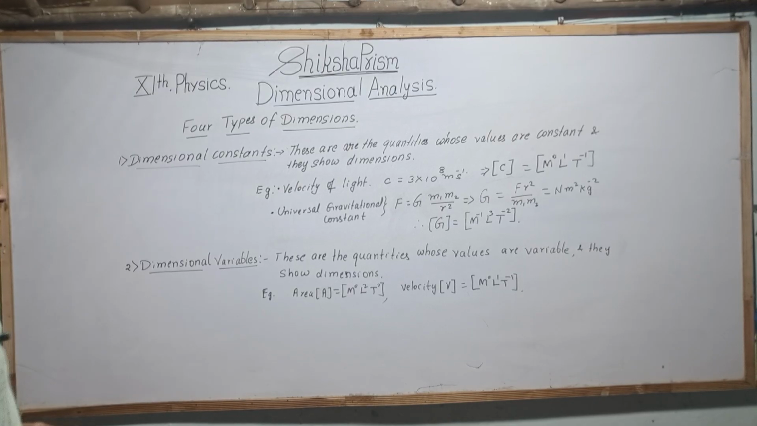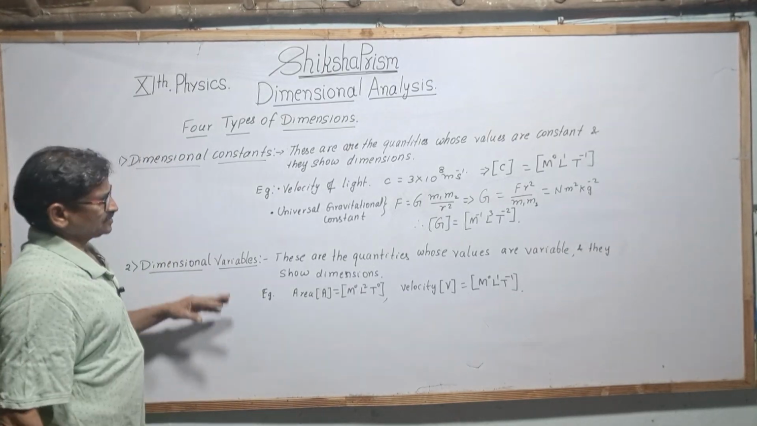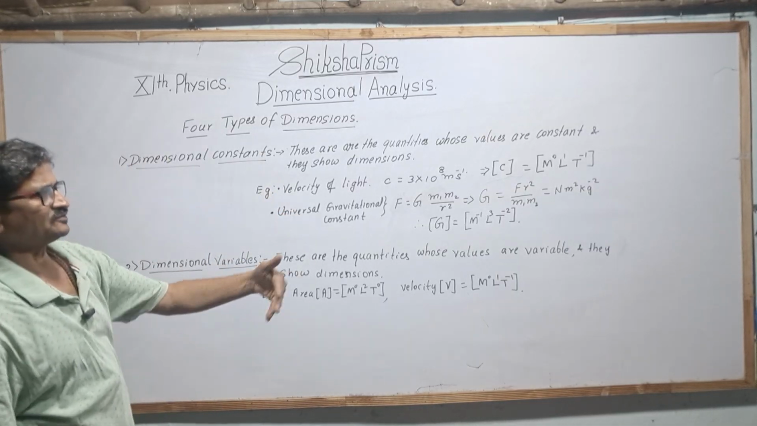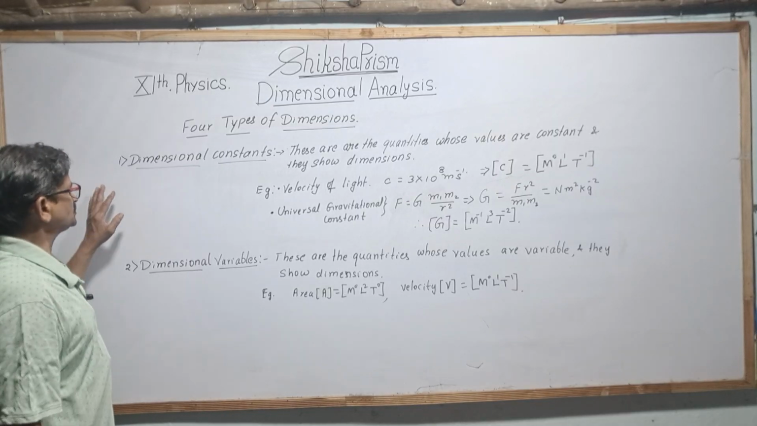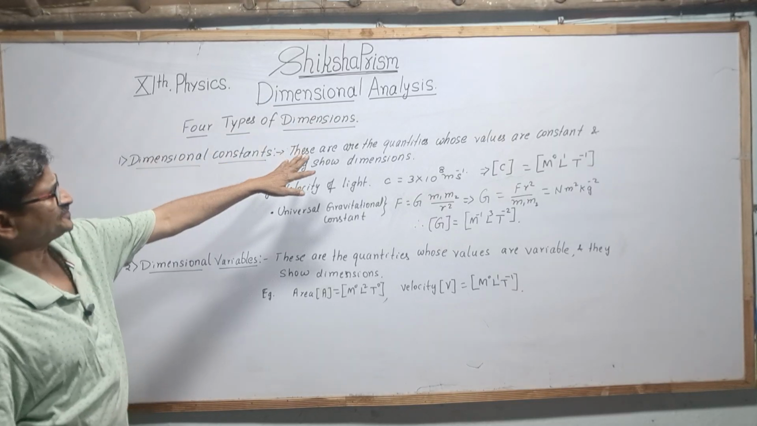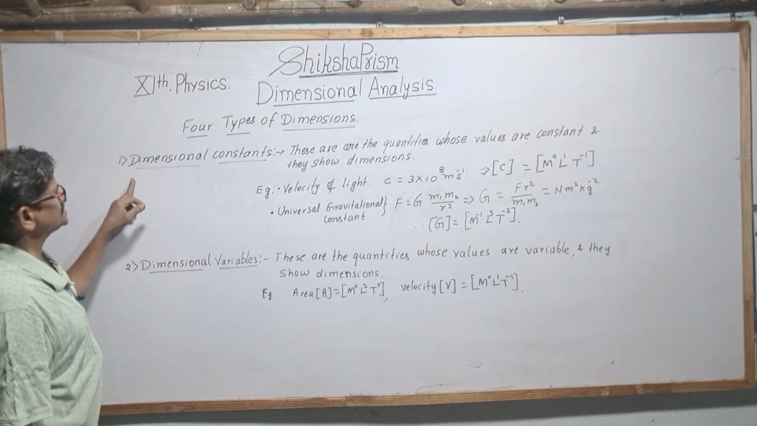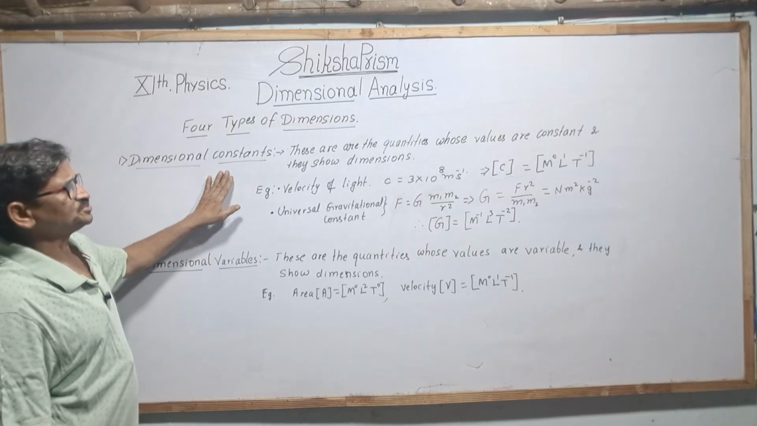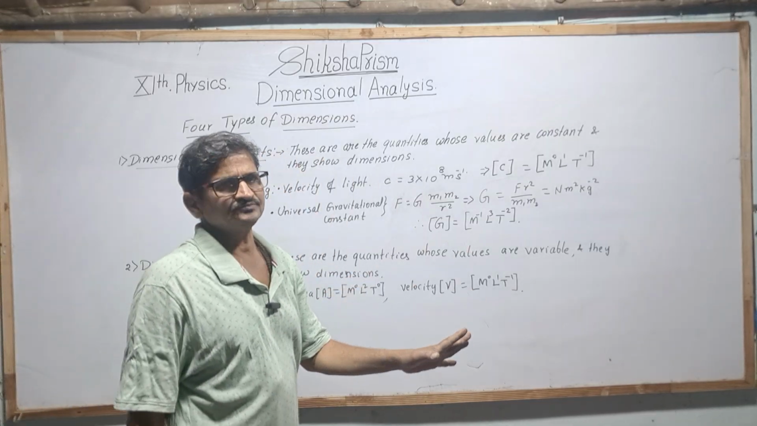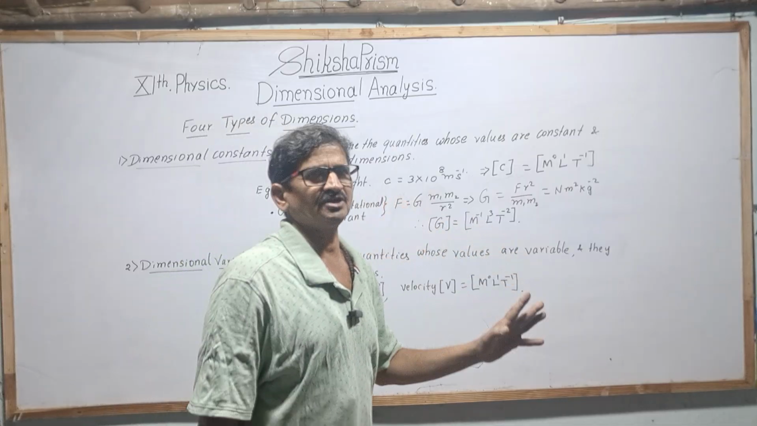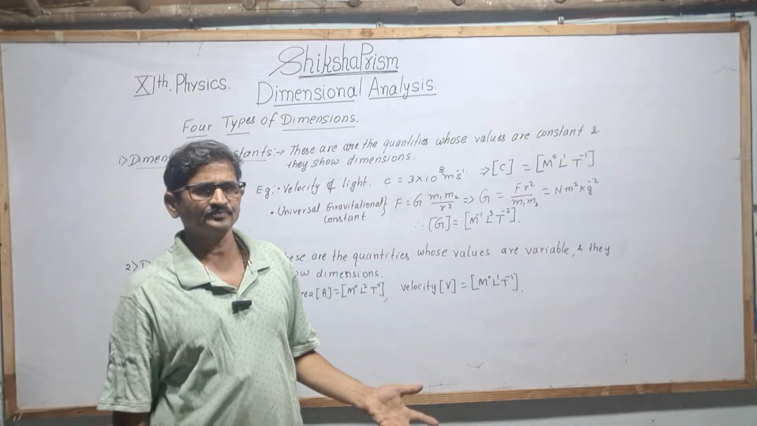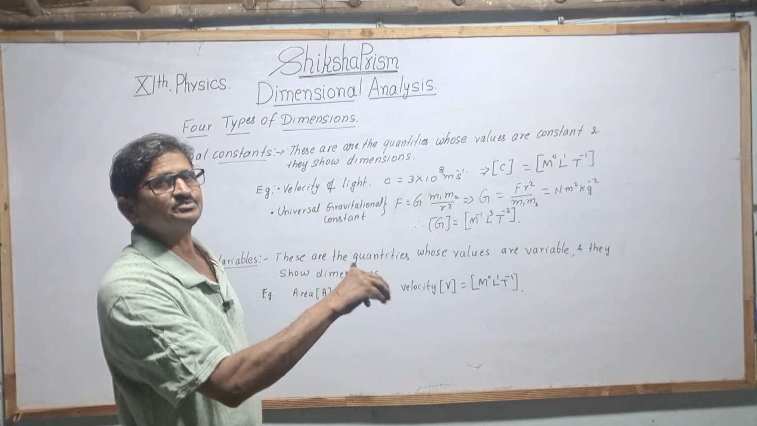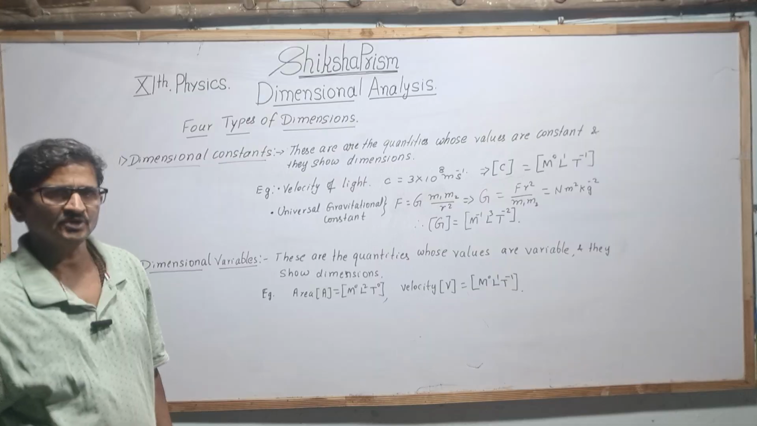In dimensions there are four types. Here space is not there, so I'm discussing two here and afterwards we will discuss two more. There are four types of dimensions. The first type is dimensional constants. Dimensional constants means their values are constant. Their values are accepted as constant, universally constant, or on Earth in some particular space it is constant. We are taking it as such.